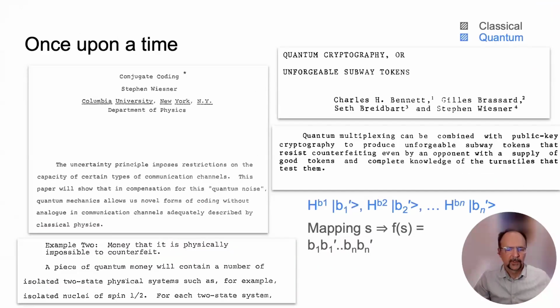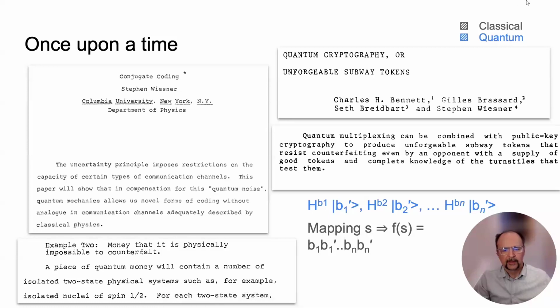Let me go back once upon a time to a paper that more than 50 years ago, by all means, can be rightly called seminal. This is conjugate coding by Stefan Wiesner. In that paper, you can trace the beginnings of quantum cryptography, but also, perhaps lesser known, is the second example that is given in that paper, which is about quantum money.